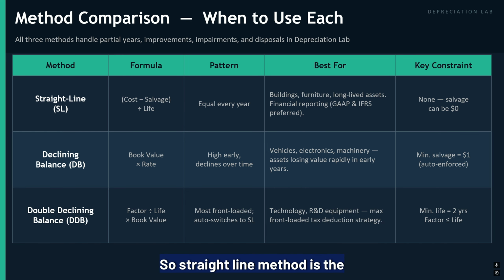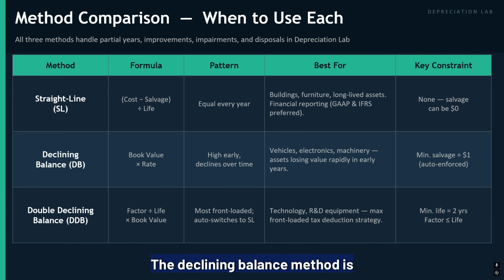So the straight line method is the simplest method, with equal depreciation each year, best for buildings, furniture, and long-lived assets. It is preferred for financial reporting, US GAAP and IFRS. So if there is no salvage value, the asset will be depreciated over its useful life to zero. The asset's full value will be depreciated to zero.